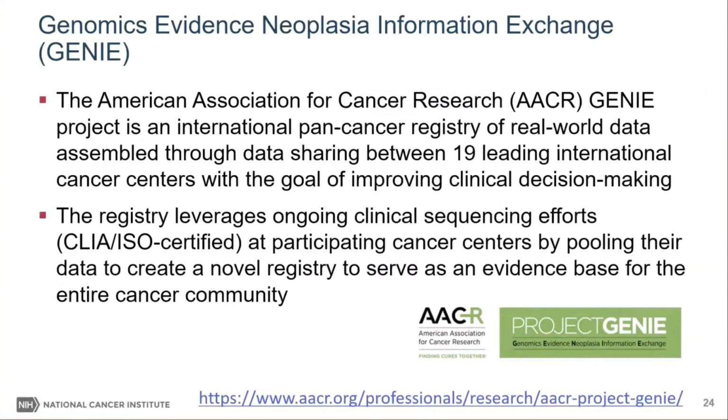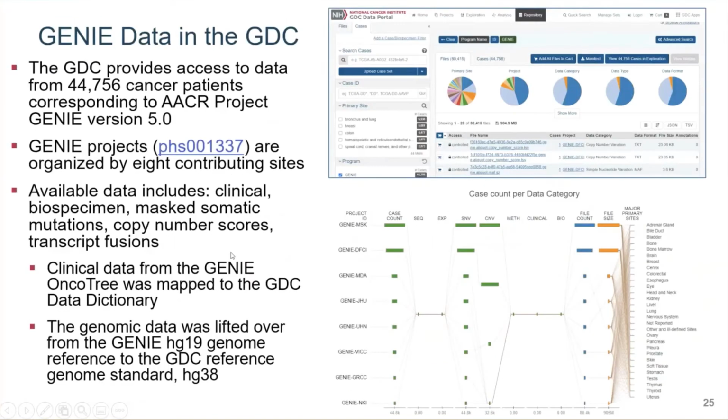Another effort is GENIE. This is an American Association of Cancer Research, or AACR, project. It's an international PanCan registry. There's data sharing of about 19 international cancers with a goal of improving clinical decision-making. This is an ongoing clinical sequencing effort that's CLIA and ISO certified, and it's serving as an evidence base for the entire community. Within the GDC, we have over 44,000 cases of data from GENIE version 5.0.